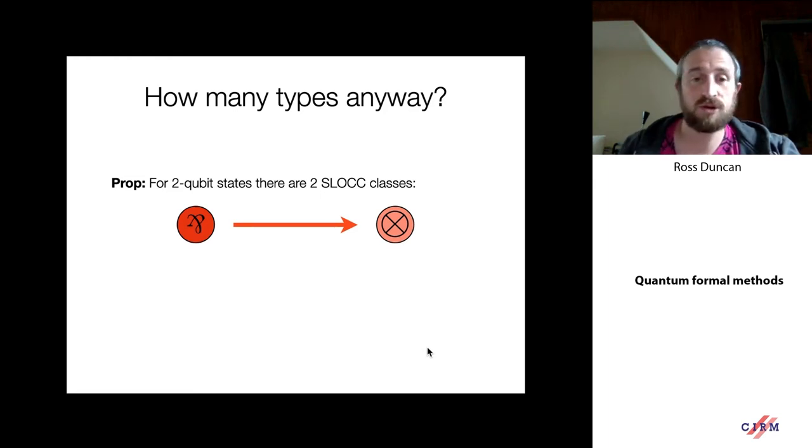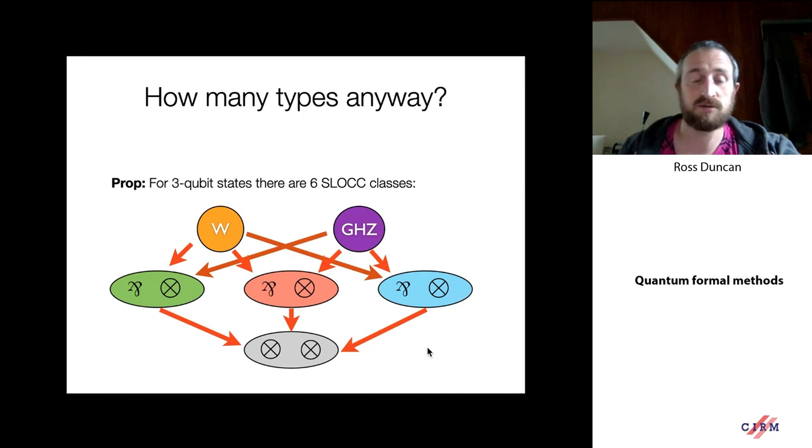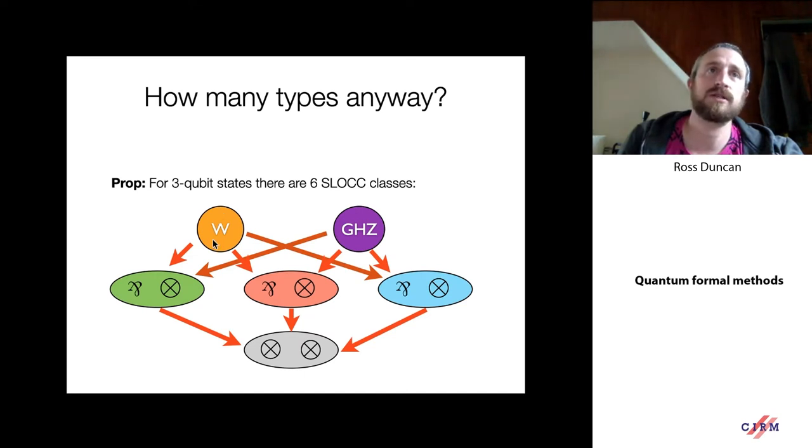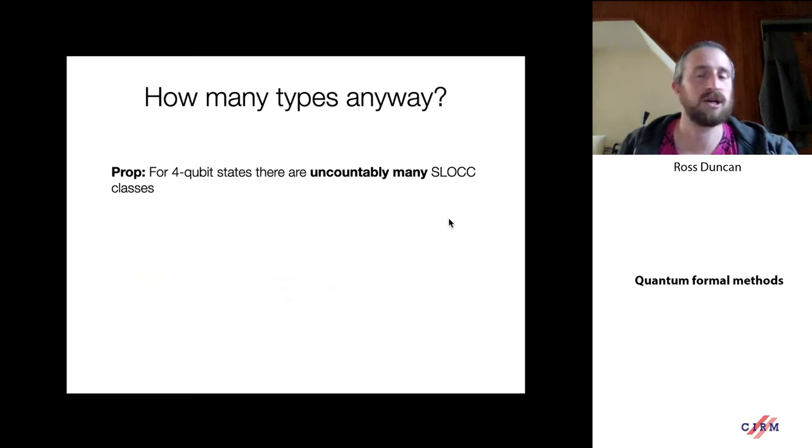If we go to three qubits, there are six SLOC classes. So the totally separable ones can't be transformed into anything. The three states which correspond to an entangled state and one qubit on its own, in three different ways that can happen. And then two actually inequivalent classes of three-way entangled states corresponding to the GHZ state and its family, and the W state and its family. And when we get to four qubit states, the number of classes becomes uncountable, at which point I think it's probably no longer worth trying to use types to talk about entanglement.